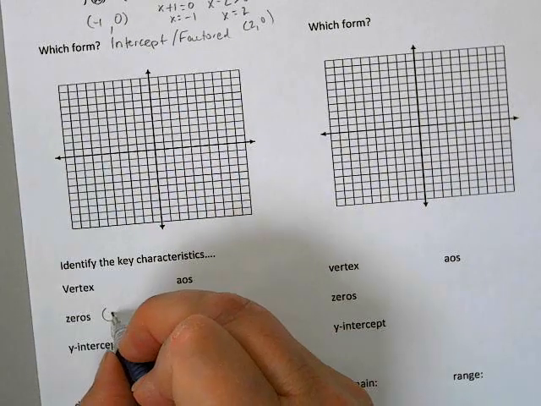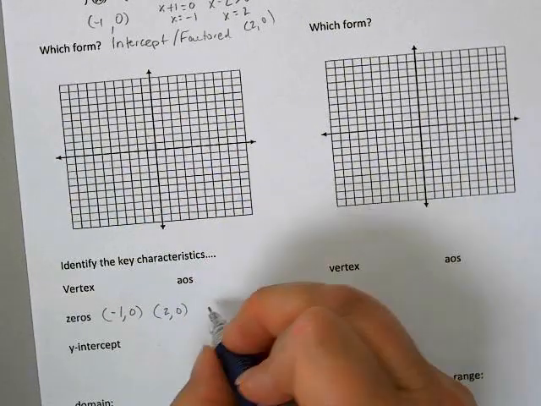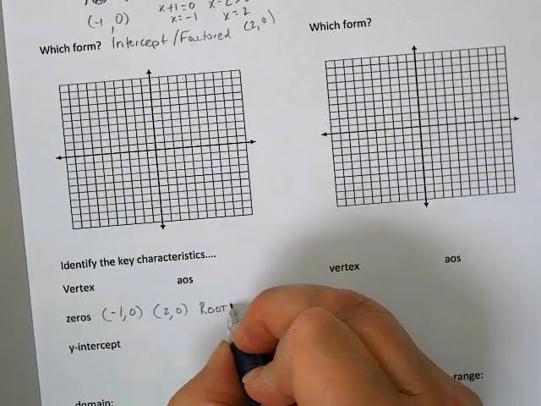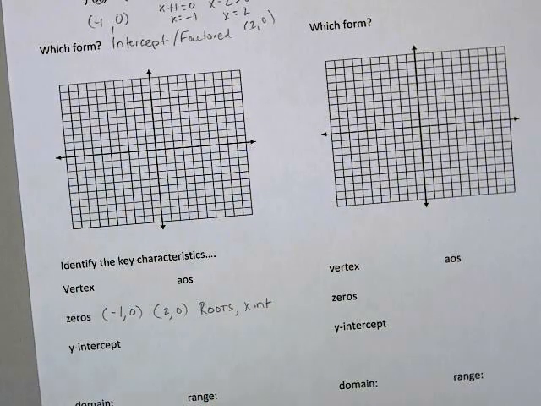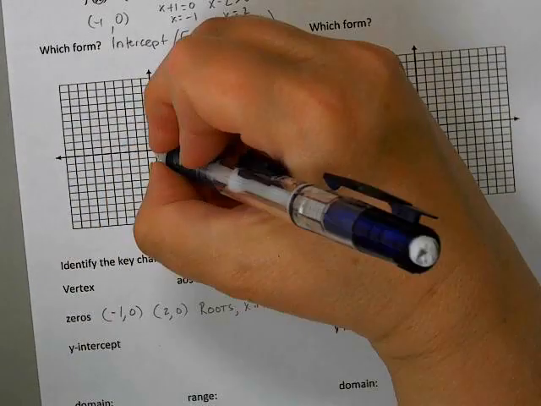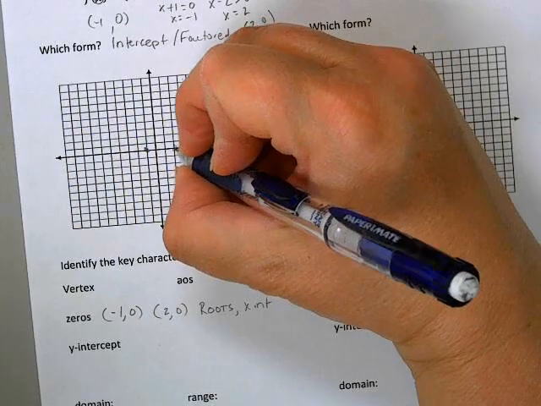So I'm going to say I have one 0 at negative 1 and another 0 at 2. Another name for zeros are the roots or the x-intercepts. If we were solving, we would also call them solutions. So let's plot our points, negative 1, 0 and 2, 0.